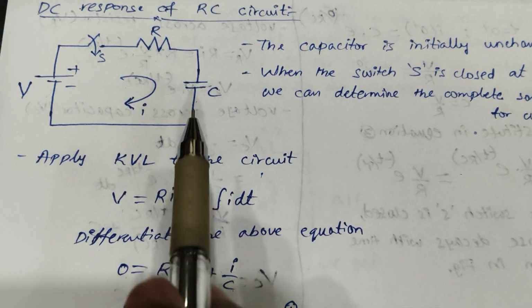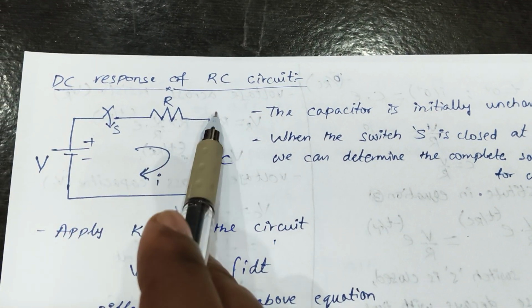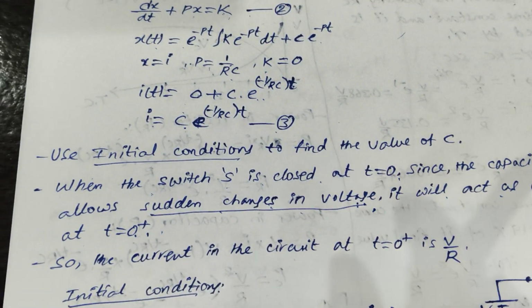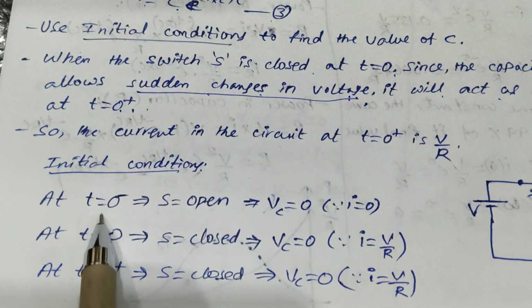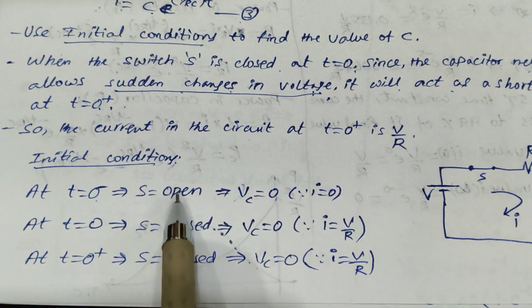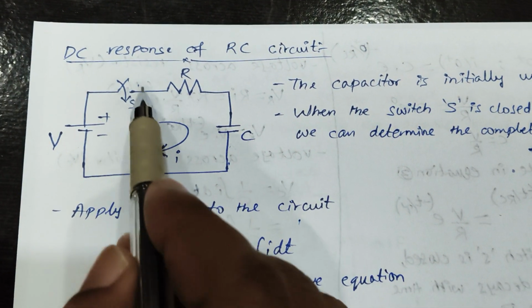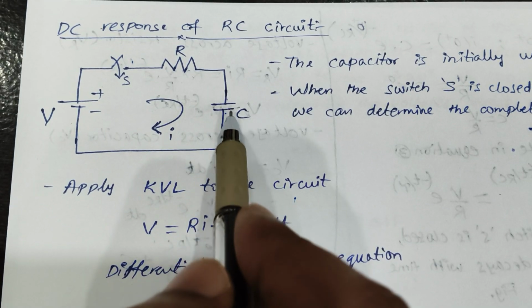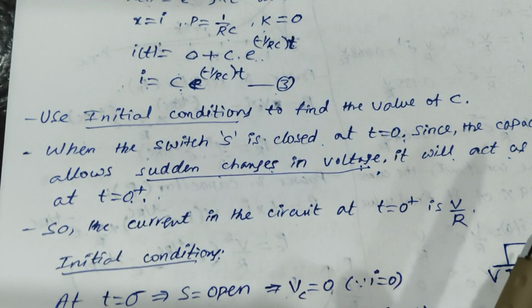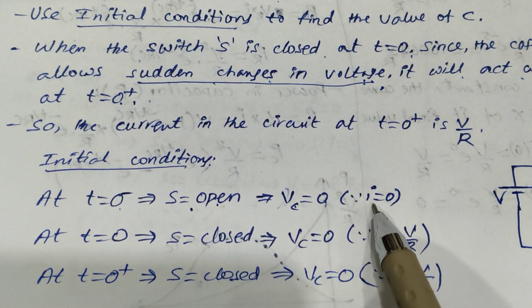As we have seen, C is initially uncharged and the current flowing through C is also 0. Using the initial conditions at t is equal to 0 minus, in the past, the switch is open. Initially the switch is open. When it is open, the current flowing through this capacitance is 0 and C is uncharged, so the voltage across capacitance is also 0, and current is also 0.